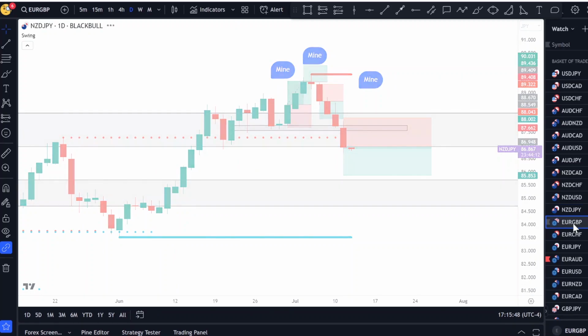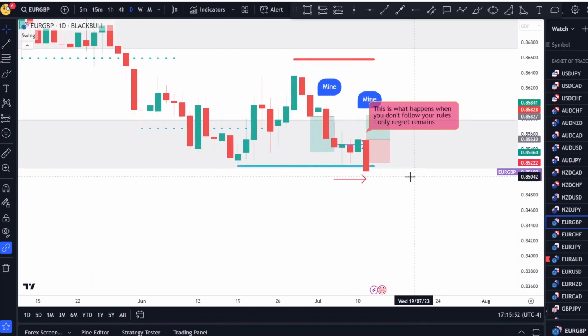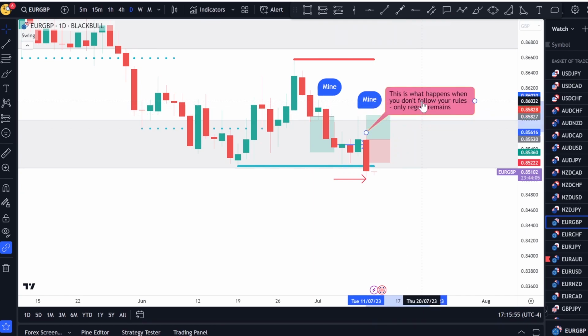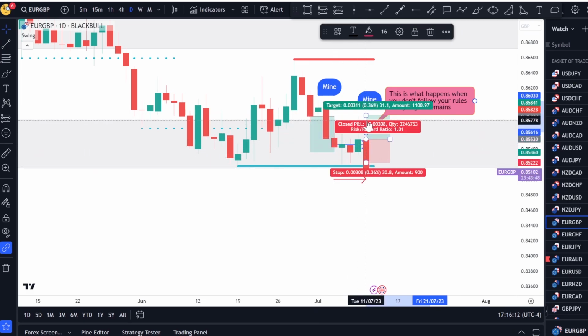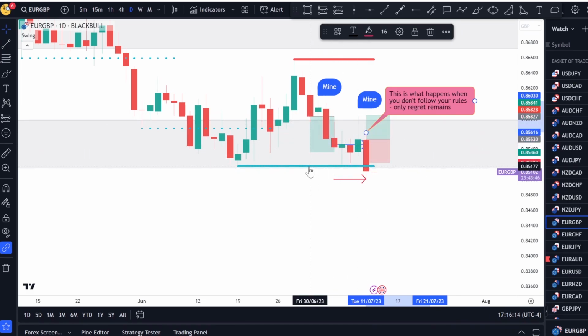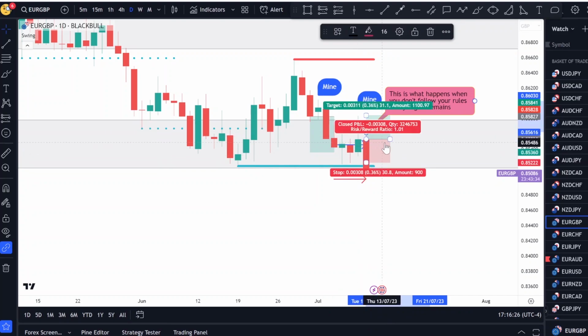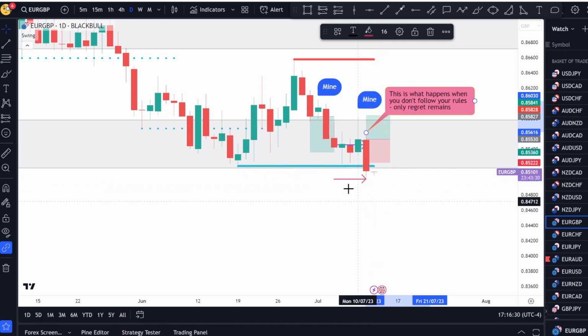All right. Euro GBP. So I put this note here yesterday. It says, this is what happens when you don't follow your rules. Only regret remains. So what happened? I bought here because of this candle with a large wick. I assumed it's going to bounce, but my strategy dictates to go on large, strong candles showing momentum, and this wasn't one of them. So I went against my strategy here, and well, this happened.